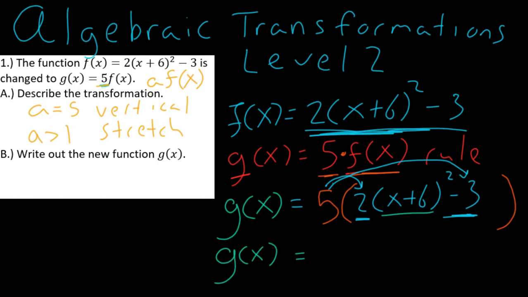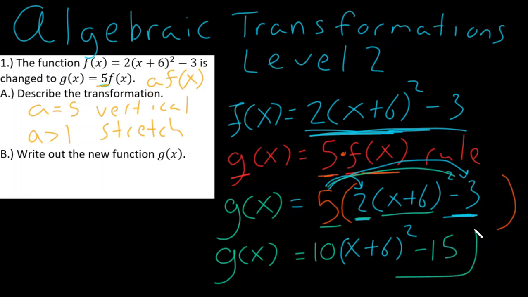g of x is equal to 5 times 2, which is 10. And then let's keep the parts that are unchanged from f of x still in blue. So we have the (x + 6)². And then, once again, 5 times negative 3 is negative 15. And so our new function g of x is equal to 10(x + 6)² − 15. Okay, let's move on to a second example.